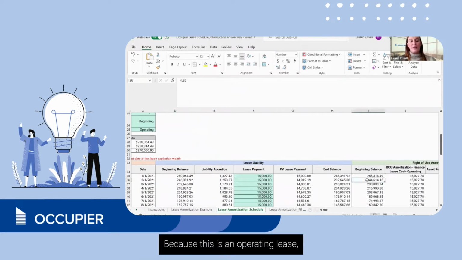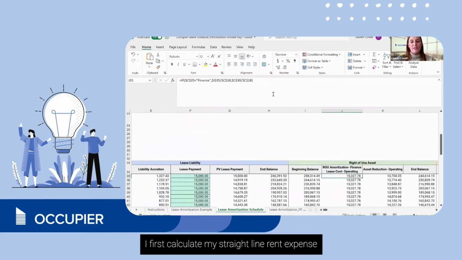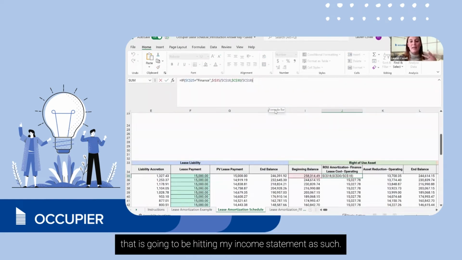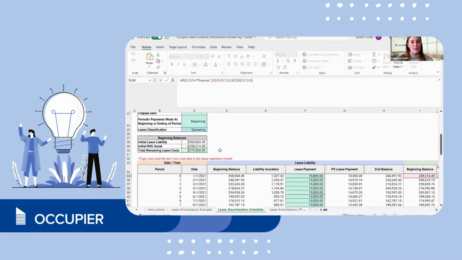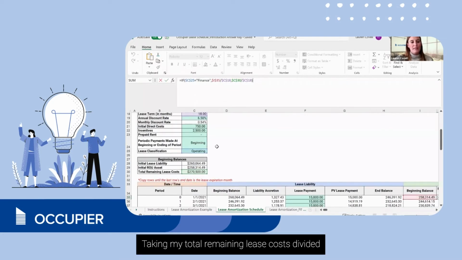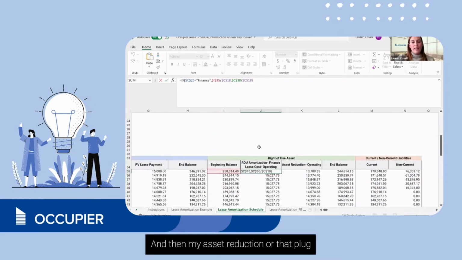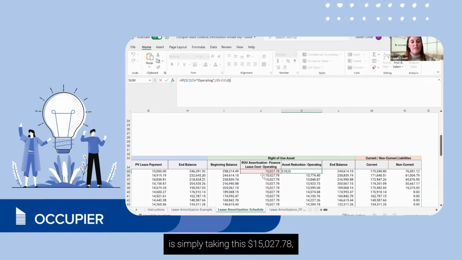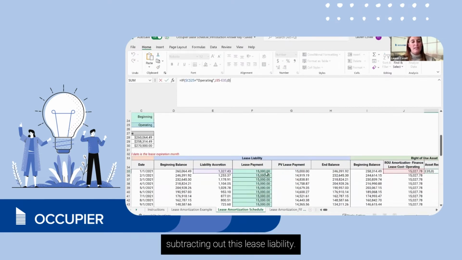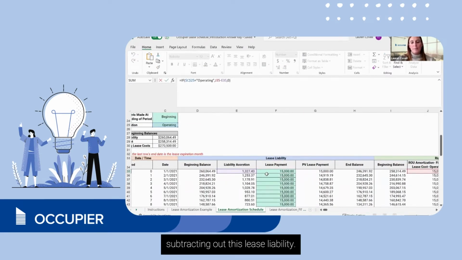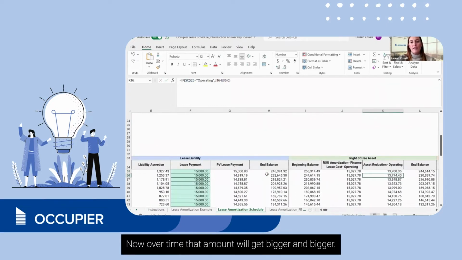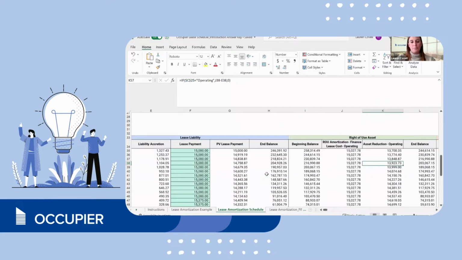Because this is an operating lease, I first calculate my straight line rent expense that is going to be hitting my income statement as such, taking my total remaining lease costs divided by my total lease term. And then my asset reduction or that plug is simply taking this $15,000 subtracting out this lease liability. And over time, that amount will get bigger and bigger.